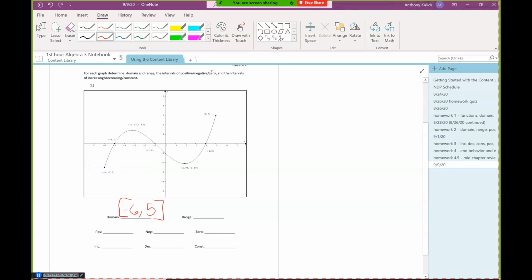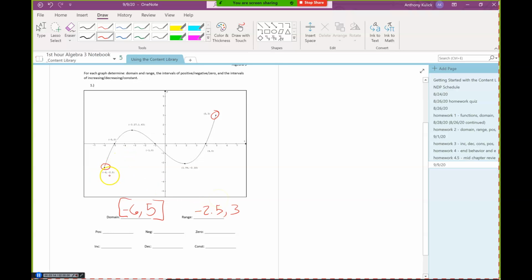So now I'm going to do the range. So I'm going to locate the lowest point on my function, which would be this one, and then the highest point on my function, which would be this one. Now the range is about the set of y-coordinates. So my lowest y-coordinate is -2.5, and my biggest y-coordinate is +3, and I notice in between those the graph is connected all the way through. There's no jumps or gaps or anything. So everything in between is covered.